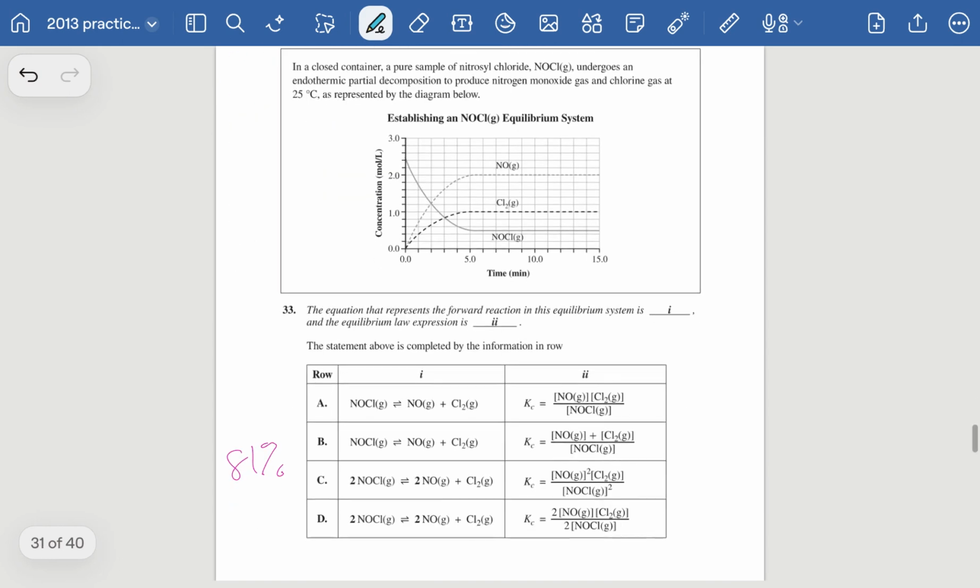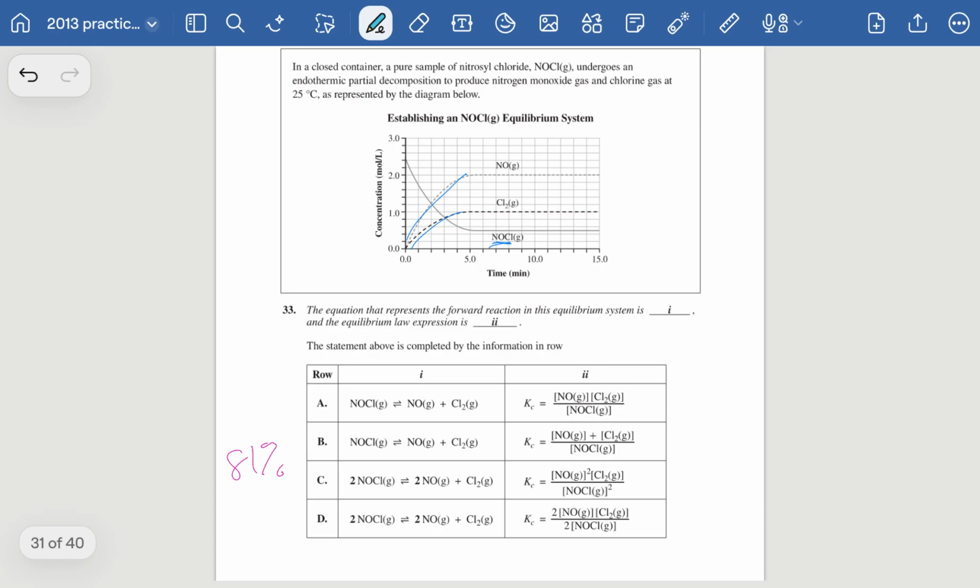Okay, this one, question number 33, we want to be able to tell what's happening within the system. So what we can see is that reactant being used up. So we know that NOCl is what we started with as reactant, and products are produced. So we can see where our products are going to be.